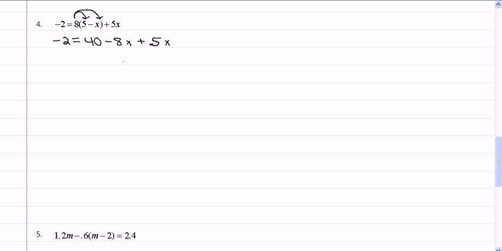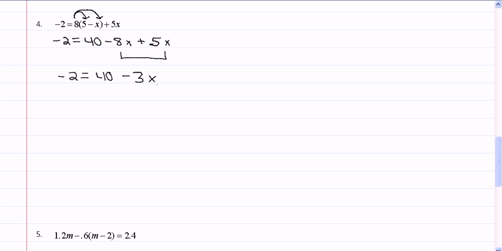So once again, I have like terms here. On the right side of the equal sign, I have a negative 8x plus 5x. Since I'm adding signed numbers, I subtract 8 and 5, which is 3, but I take the sign of the bigger number, which is 8, so they combine to negative 3x. So I rewrite the equation, but substituting negative 3x.